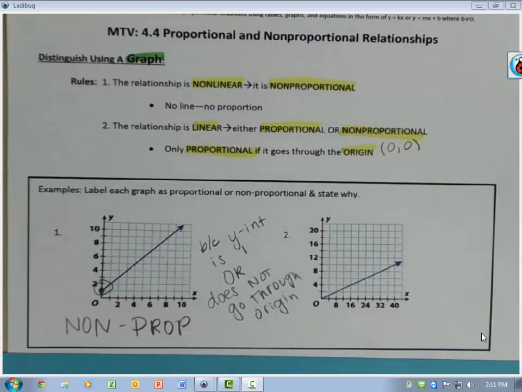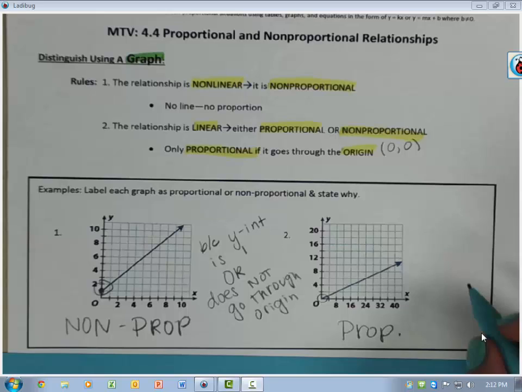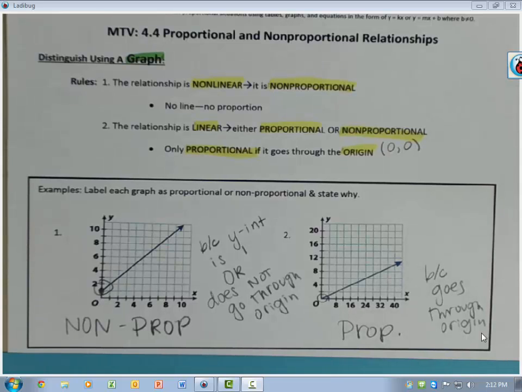Number 2, did you write proportional or non-proportional? You should have written that it was proportional. Why? Because it goes through the origin. That's it. Super simple, right? That's if you have a graph. So you either look for it goes through the origin or it doesn't.